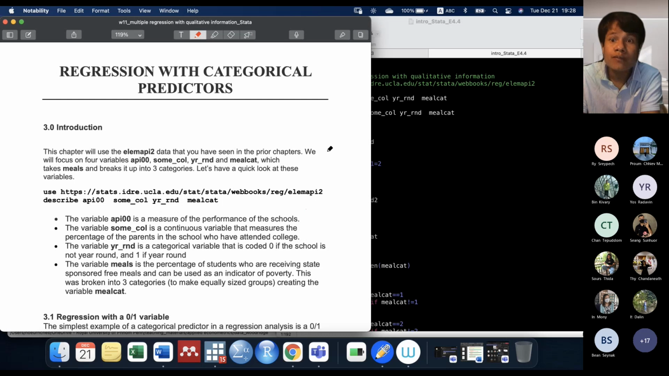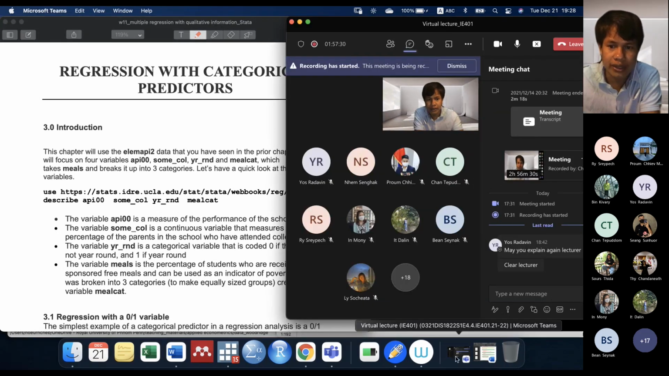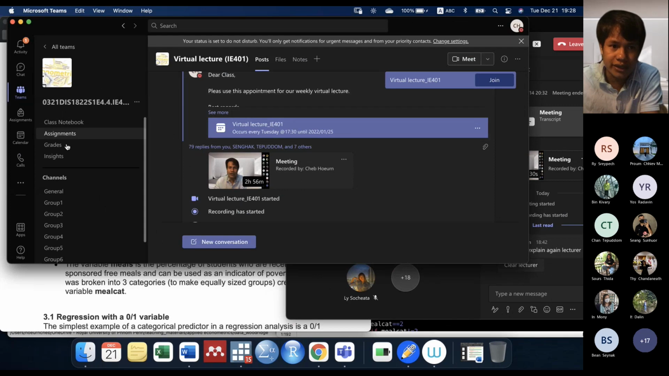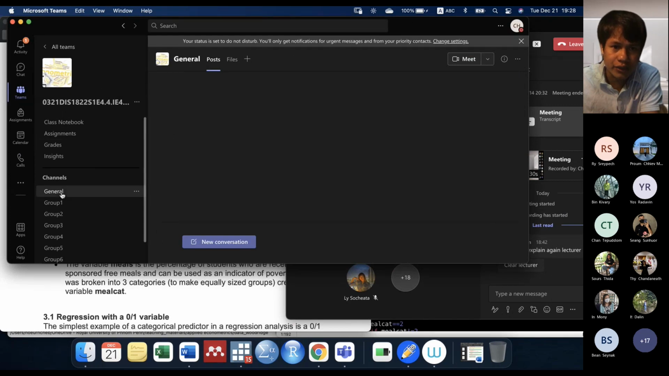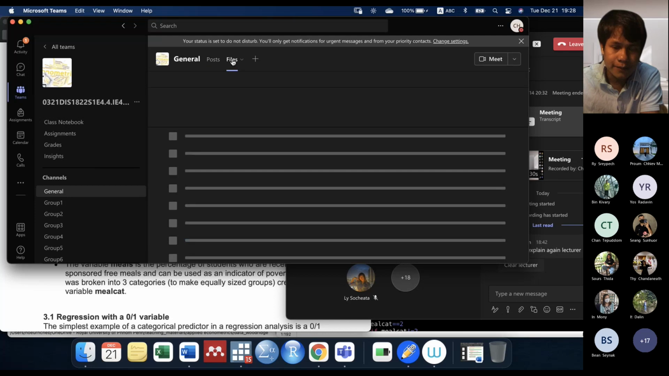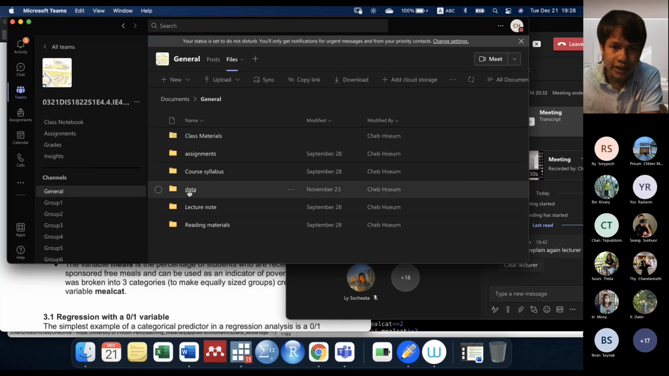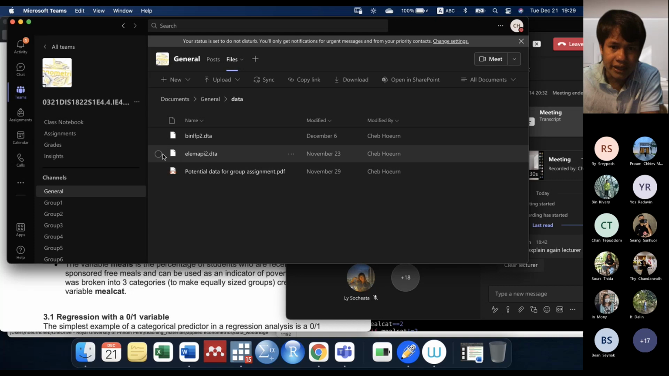Excuse me, sir. Where is the data? Data here, if you can load it from the web, you can do it with me, or if you cannot, you can download it from the data folder. I uploaded it last week. You can see my share screen. It is in general, file, data, this data that I uploaded on November 23. We are going to use the same data set. Oh, yeah, sure. Thank you, sir.